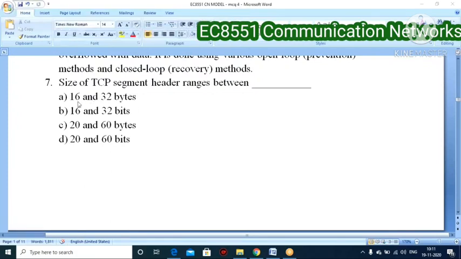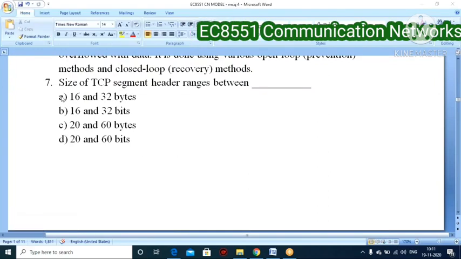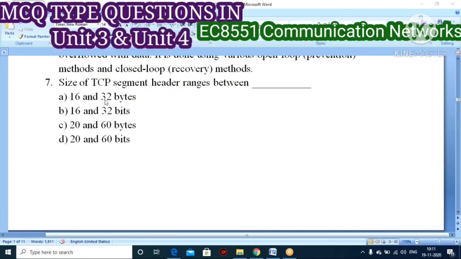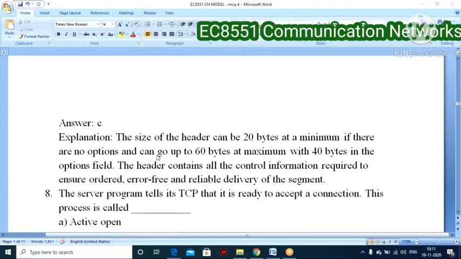Option A is 16, which is not correct, because the minimum is 20 only, not 16, right? The maximum we have is 60 bytes, but here they are giving 32, so this is also wrong. So 20 to 60 bytes is the correct answer. Next, let's move on to the next question.